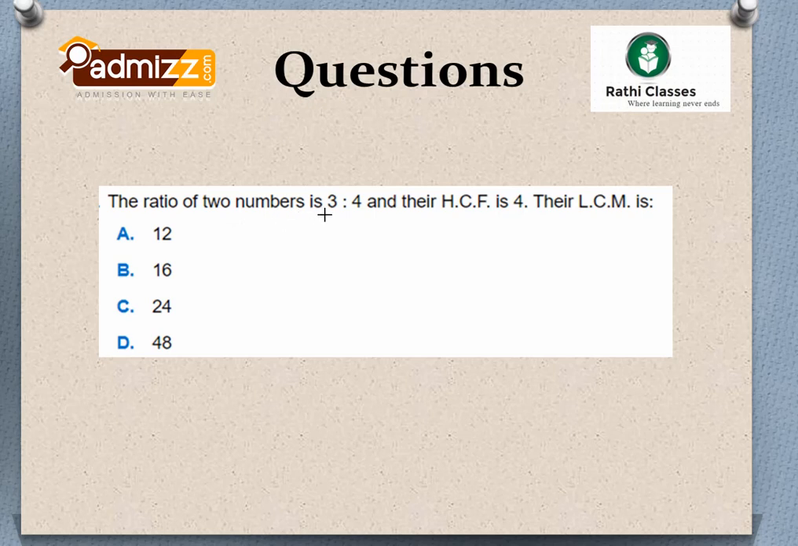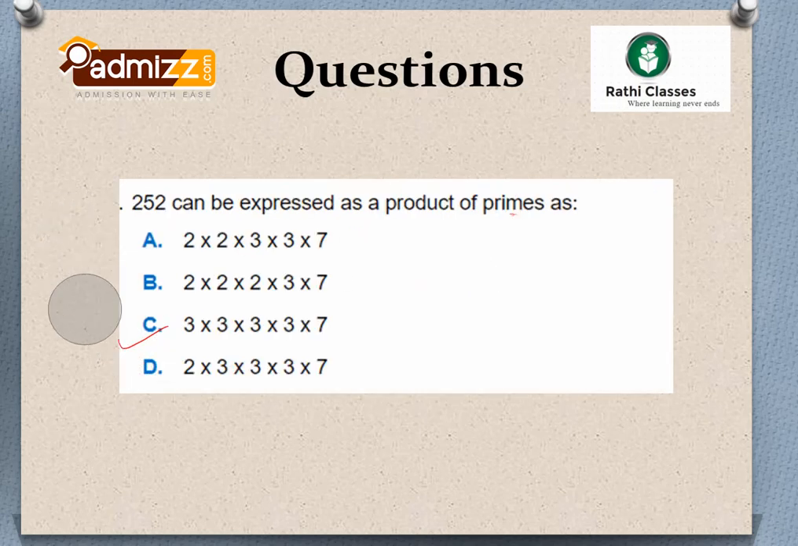The ratio of two numbers is 3:4 and their HCF is 4. That means the numbers would be 3k and 4k. So minimum, if I take k as 1, the LCM would be 12. 12 into 4 is 48. So the answer is D.